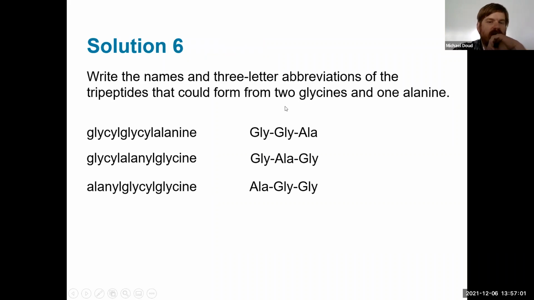Okay, let's take a look at it. So if we have the 2 glycines first, we get glycyl, glycyl, alanine. Then we could have the alanine in the middle, that'd be glycyl, alanyl, glycine. Or we could have the alanine at the front, which would be alanyl, glycyl, glycine. And remember, these are very different. They could have very different activities in the body if they do have activity, because you have the difference between the N terminus and the C terminus.